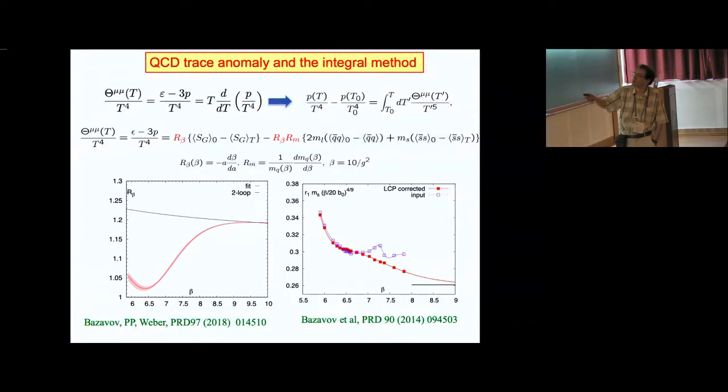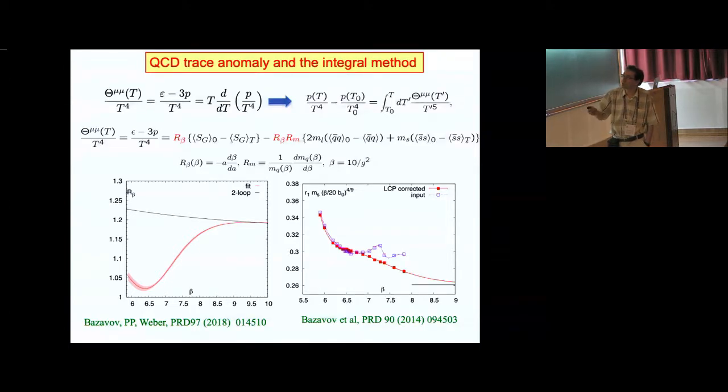Now this first term, you try to make small by choosing the temperature T0 to be small enough, so you could either set it to 0 or estimate it just using a hadron gas calculation.